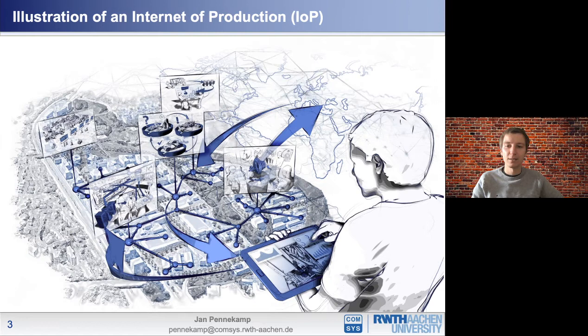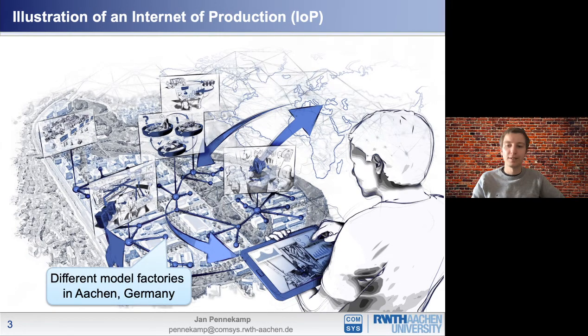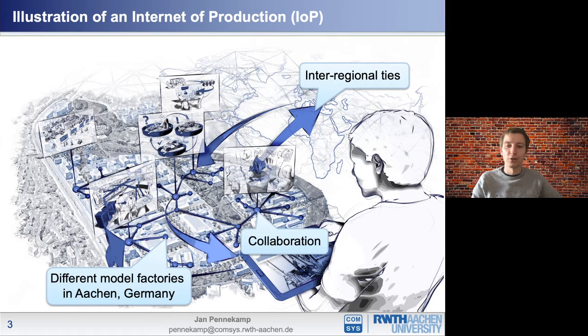Now, to illustrate that, it would look like this. We have different model factories here in Aachen that can be interconnected, but we also have interregional ties that can be integrated. The goal of our research is to improve the collaboration of all these different stakeholders that are participating.